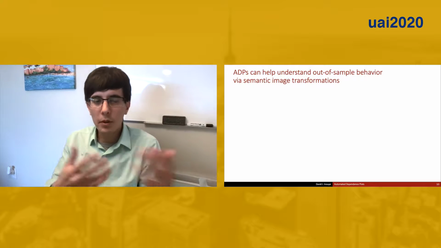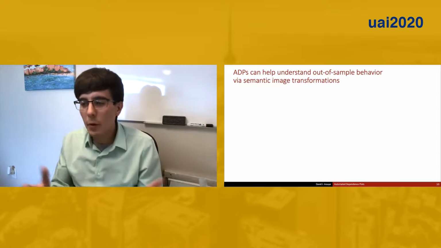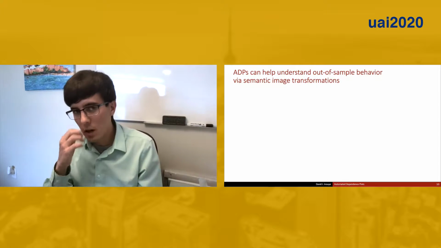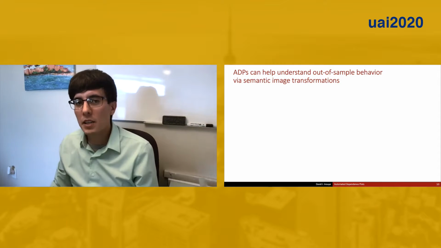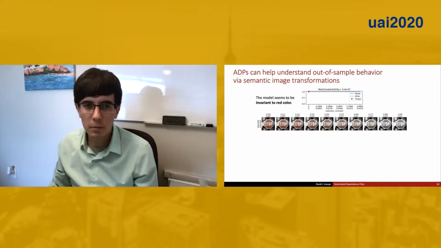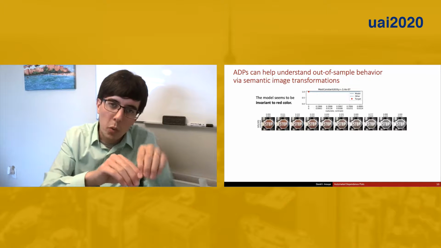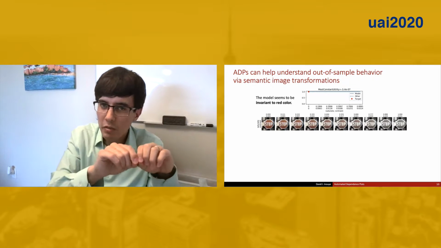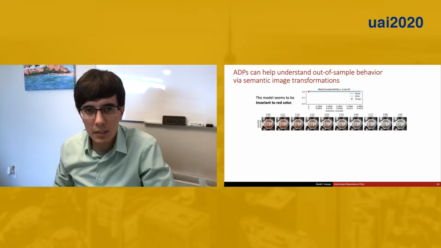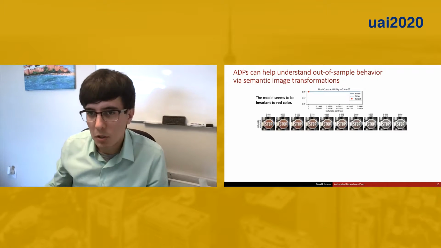As another example, ADPs can help us understand out-of-sample behavior, things that we might not see in the training data set. Maybe we can understand what's going on using something like semantic image transformations where you decrease saturation, change rotation, or blur. In this case, we try to optimize which set of transformations keeps the prediction value constant. And we find that essentially the model doesn't seem to look at color.